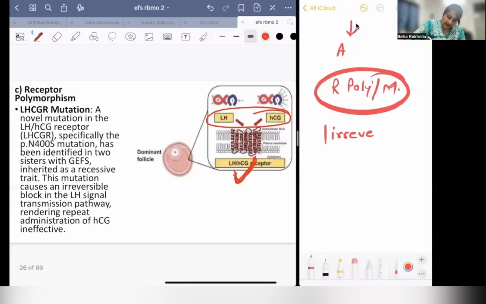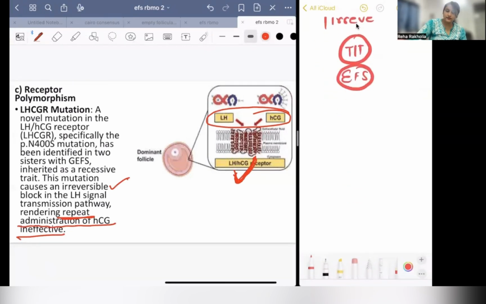It is irreversible, and repeat administration of HCG won't help, because the treatment for EFS, empty follicular syndrome, is a rescue dose of HCG. Okay, rescue HCG dose we give. But in this, it won't be effective because it is an irreversible pathway blockade. And specifically, the mutation is the PN400S mutation. It is a recessive trait. It was found in two sisters with genuine empty follicular syndrome.